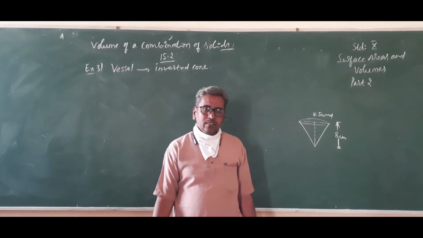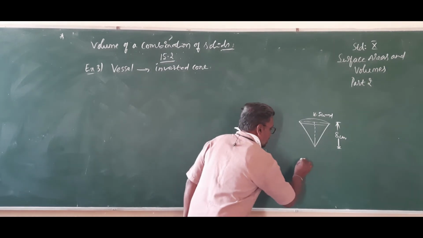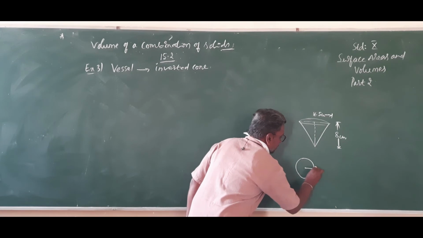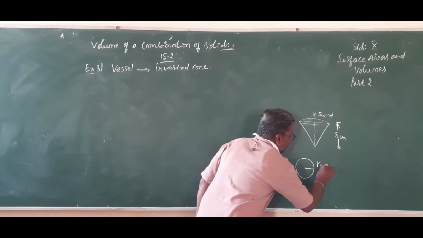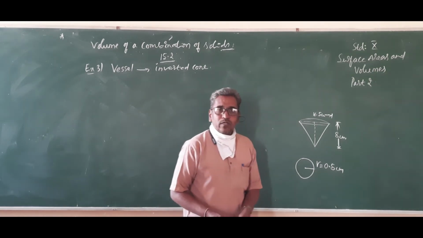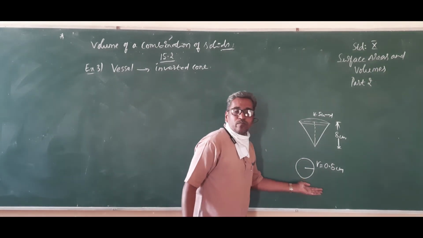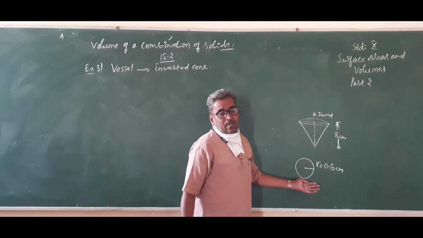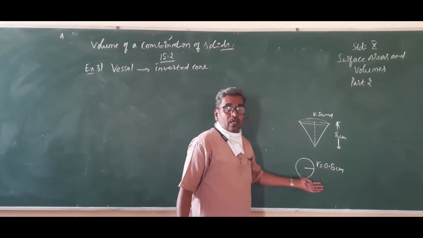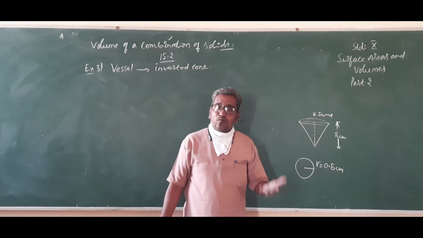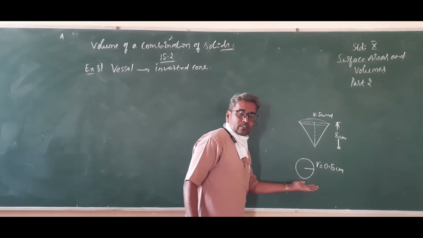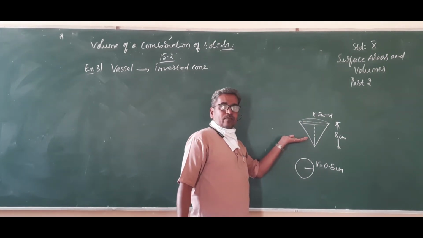That's the point. The lead shots are in the form of spheres of radius 0.5 centimeter. So what we have to do is first find the volume of a sphere. How many lead shots are there? We don't know, that we have to find out. It could be 10, 100, 200, we don't know. So n number of lead shots are dropped into the vessel.